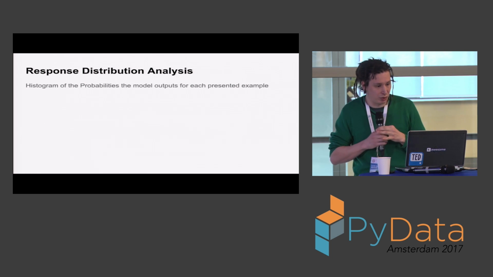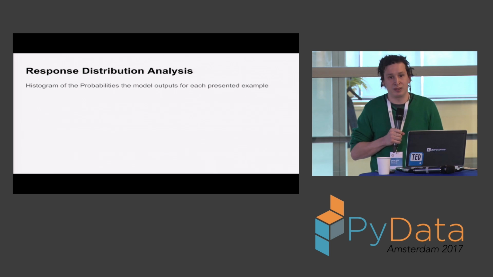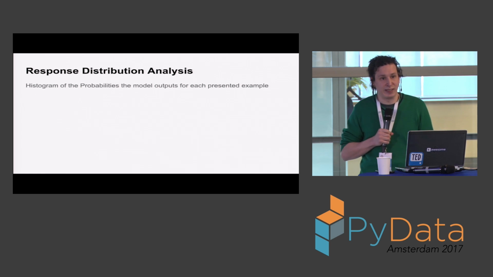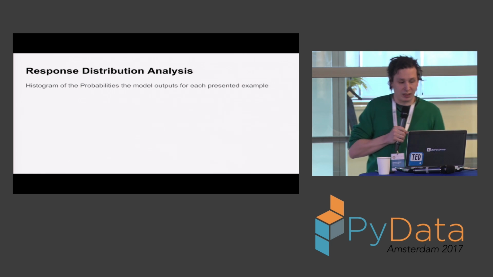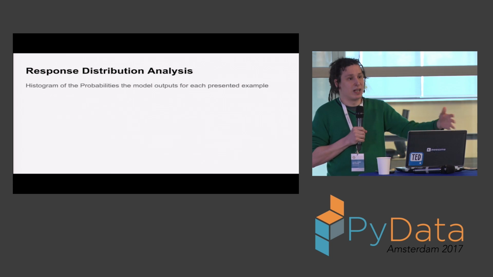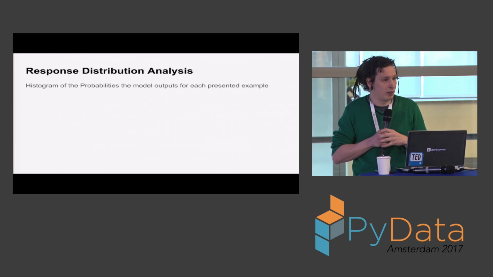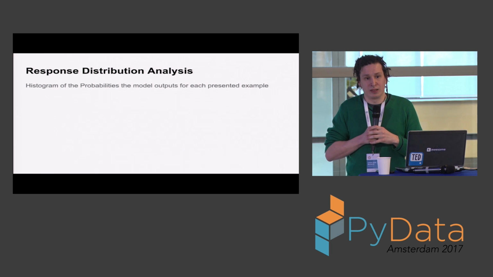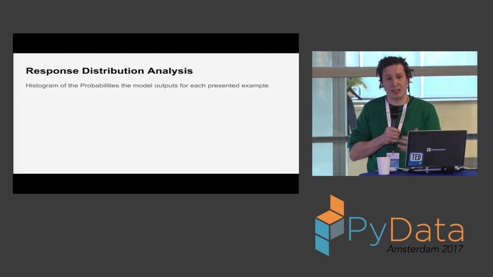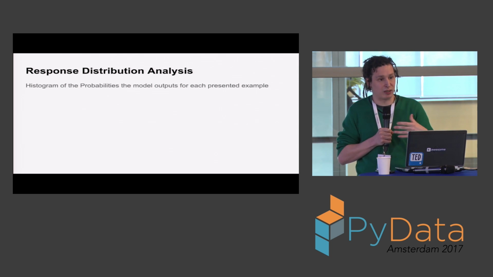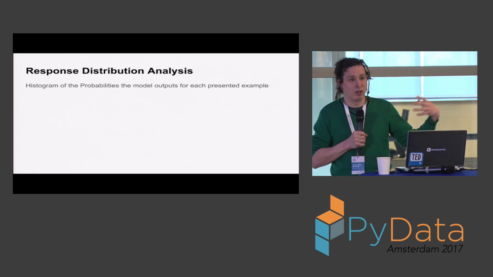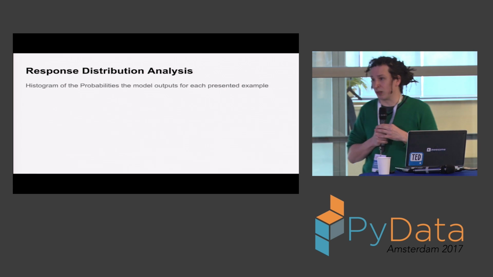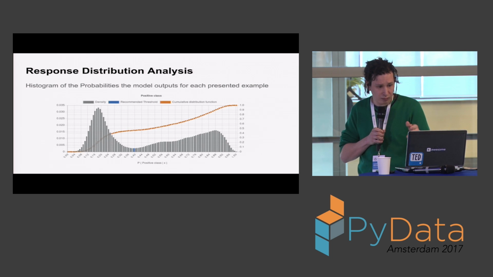So I propose to use this idea of response distribution analysis, and it's amazingly simple and amazingly powerful, at least in my opinion. The idea is to just build a histogram of the probabilities that the model outputs for every request. Imagine we have 100,000 visitors in an hour, and for every visitor we make a prediction. The model will output a probability. That gives us 100,000 numbers between 0 and 1. We just build a histogram of these numbers, and the structure of this histogram will tell us a lot about what's happening with the model when exposed to the particular context. So this is an example of this model.